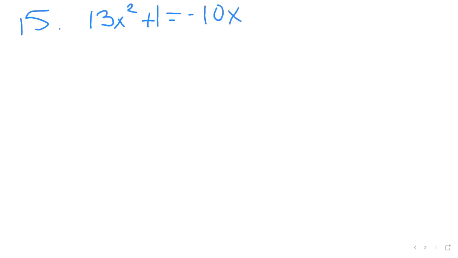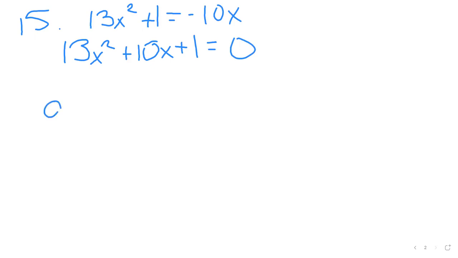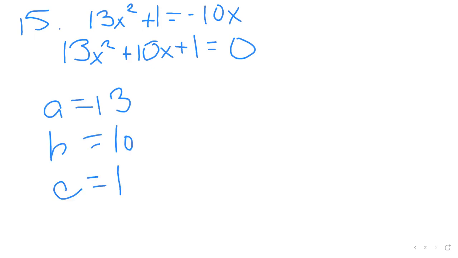This one is also suggested that you use the quadratic formula. To set that up, you would want to add 10x to both sides so that it is on the left with all of your other terms. Add 10x to both sides to get here. Then you have a is 13, b is 10, and c is 1 to then plug into your quadratic formula and solve it from there.